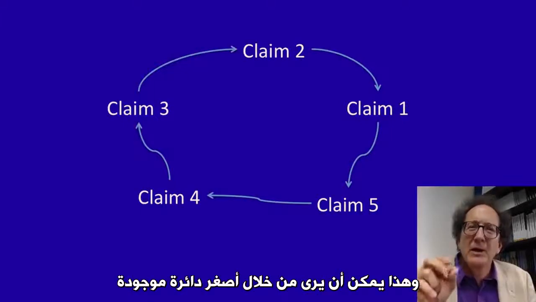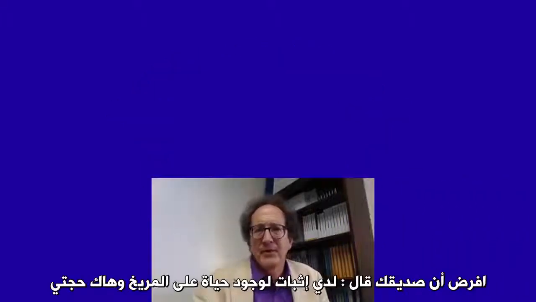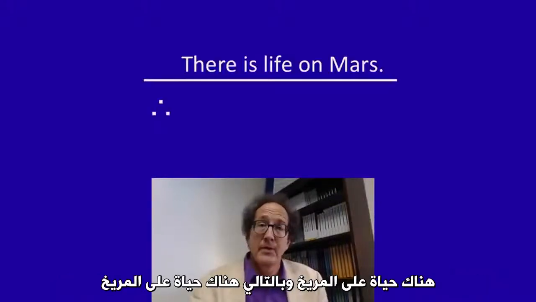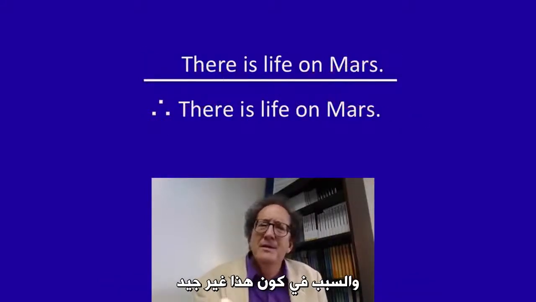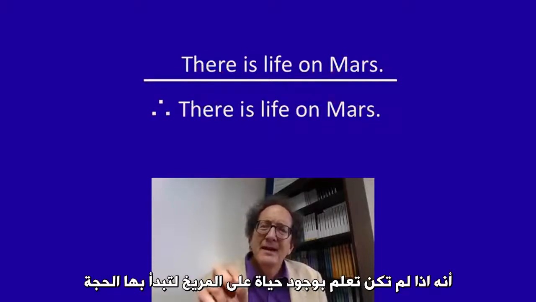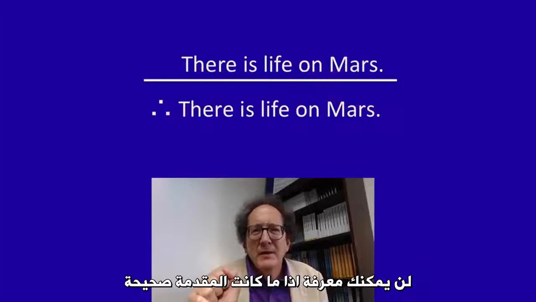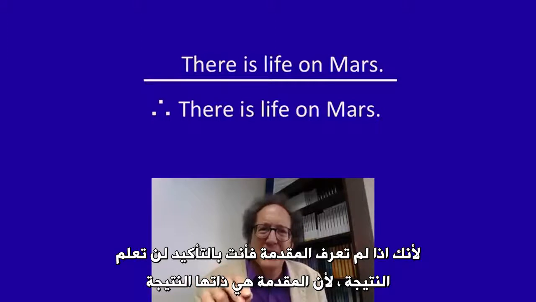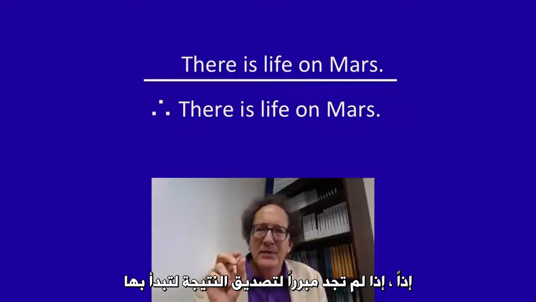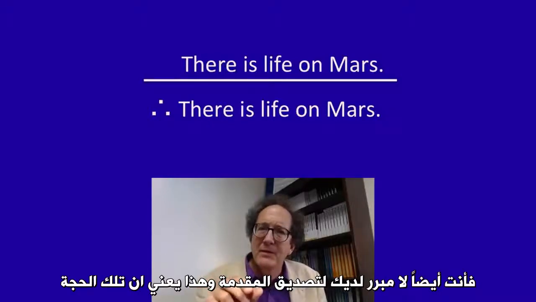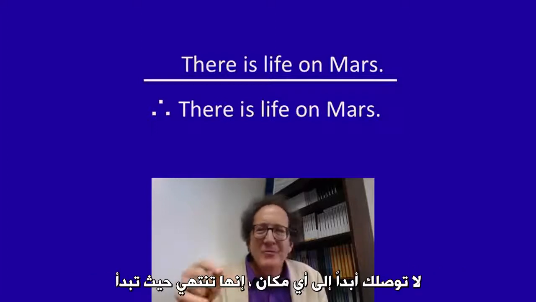And that can be shown by looking at the smallest circle there is. So suppose your friend says, I can prove there's life on Mars. Here's my argument. There's life on Mars. Therefore, there's life on Mars. Clearly, that's no good. And the reason why it's no good is that if you didn't know whether there's life on Mars to begin with, you wouldn't know whether the premise was true. Because if you don't know the conclusion, you can't know the premise, since the premise is the conclusion. So if you're not justified in believing the conclusion to begin with, you're not justified in believing the premise. And that means that the argument didn't really get you anywhere. It just ends up where it started.